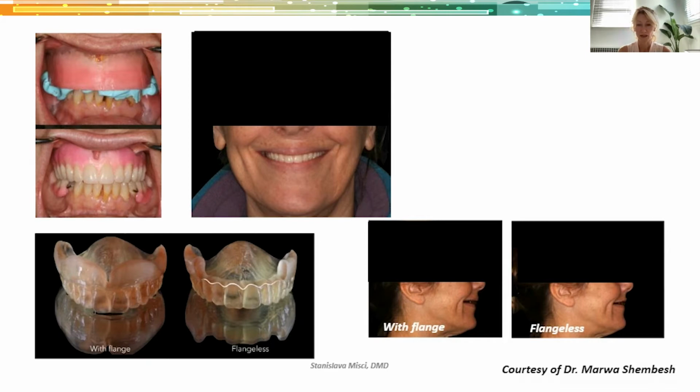So for pictures, a little bit difficult to see, but patient rejected the flangeless prototype simply for the lack of lip and cheek support that she had. So she just didn't accept that option. So we had to go with the denture option with removable.